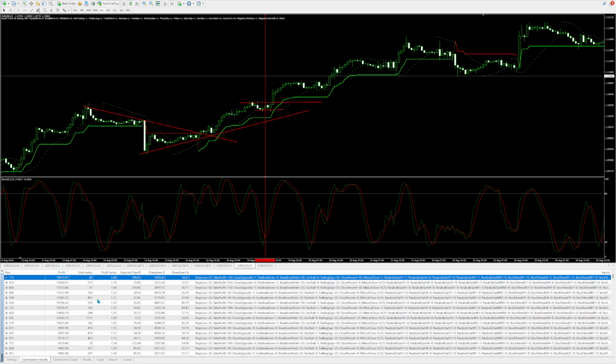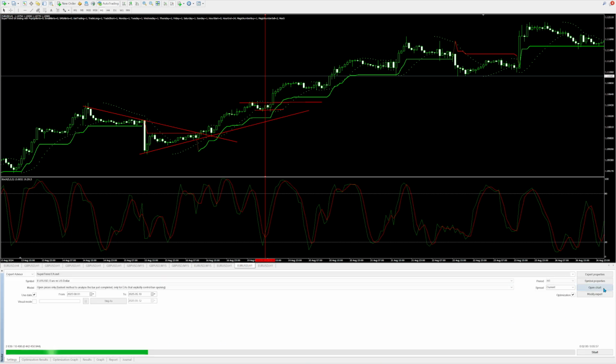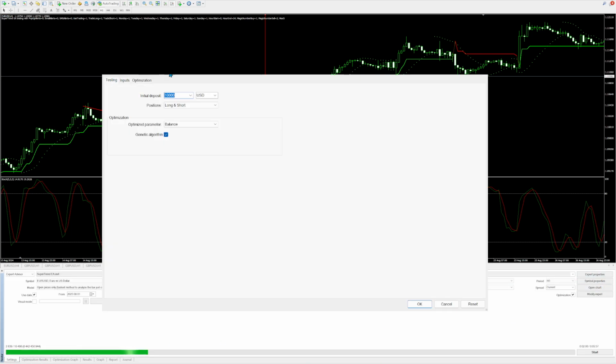So we'll just stop that there and sort by profit. Going back to what I said about the genetic algorithm, if we go to testing, if you have this genetic algorithm checked, the strategy tester will not do every single combination if it thinks it won't produce good results. If you uncheck that, it will do every single combination, which can take a lifetime depending on the power of your computer and how many settings you're testing. You can also choose the optimized parameter, leave it on balance, but if you prefer profit factor or drawdown, you can optimize based on those.